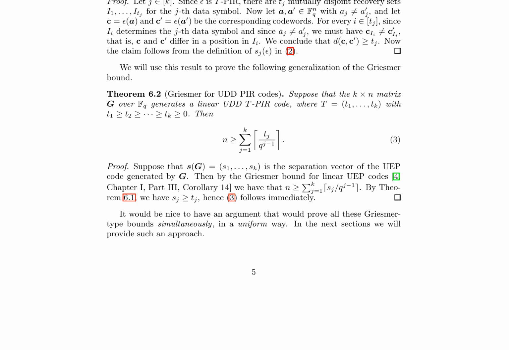Theorem 6.2 then generalizes the Griesmer bound to UD PIR codes, stating that if a k times n matrix G over F_q generates a linear UD t-PIR code, then n is greater than or equal to the sum from j equals 1 to k of the ceiling of t_j over q to the power j minus 1. The proof follows from the Griesmer bound for linear UEP codes and Theorem 6.1. The authors note that it would be desirable to have a uniform approach to prove all Griesmer-type bounds simultaneously, which will be addressed in the next sections.